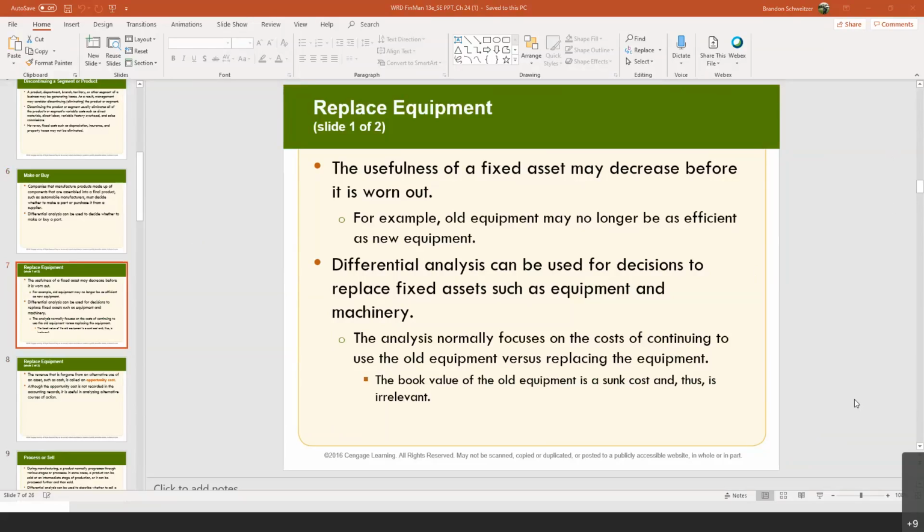And so with that decision, we run the differential analysis. We use it to replace the fixed assets such as the chiller, equipment, or machinery. The analysis normally focuses on costs of continuing to use the old equipment versus replacing it. The book value of the old equipment is a sunk cost and thus is not relevant in the decision-making process.